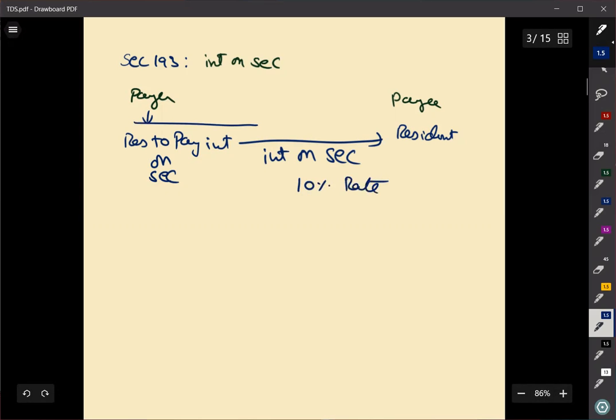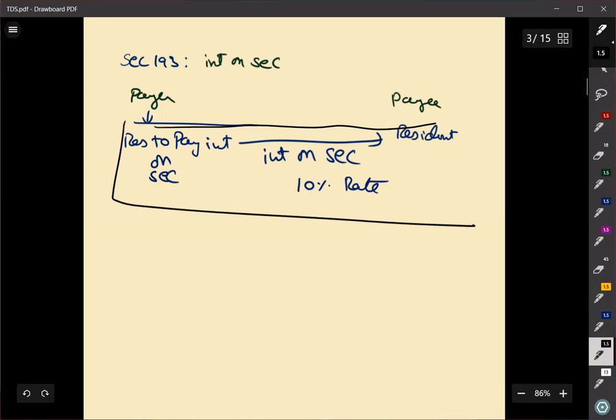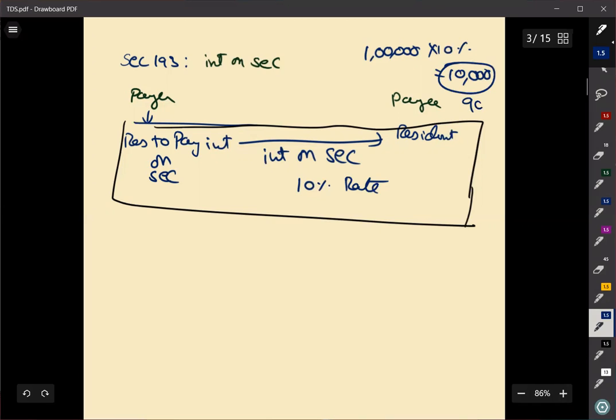Again, the payer is making payment of interest on security to a resident. Then ultimately he needs to deduct tax of 10% on the amount of payment. Suppose he is paying 1 lakh as interest. On this 1 lakh, 10% is the TDS. 10,000 is the TDS, and 90,000 is the amount he has to pay to the resident. 10,000 is the amount he has to pay to the government in the form of TDS.